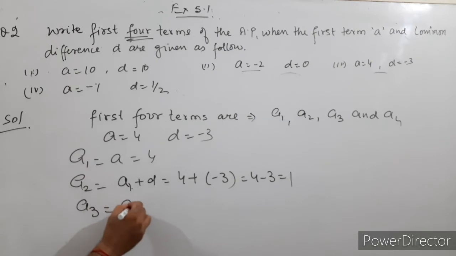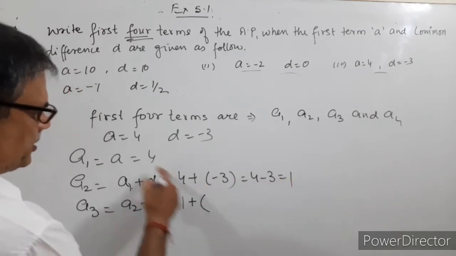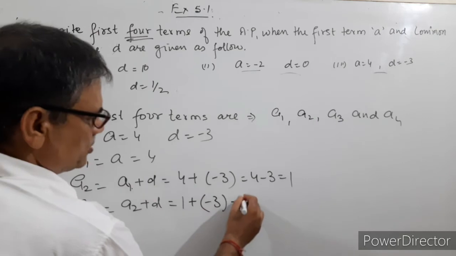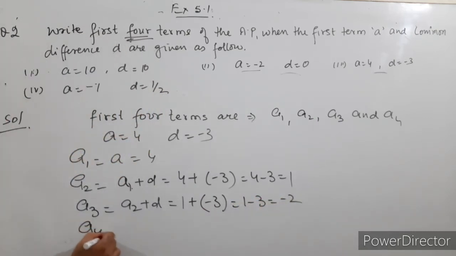A3 is equal to A2 plus D. What is A2? A2 is 1, plus D which is minus 3. It is 1 minus 3, which is equal to minus 2. And now A4 is equal to A3 plus D. You have to find it yourself. Find fast.